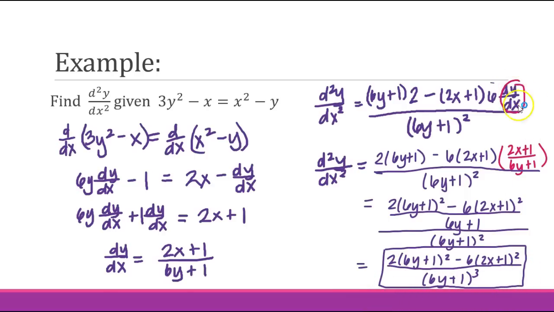So the real big piece here is that substitution of dy dx back in from the first piece of the problem.